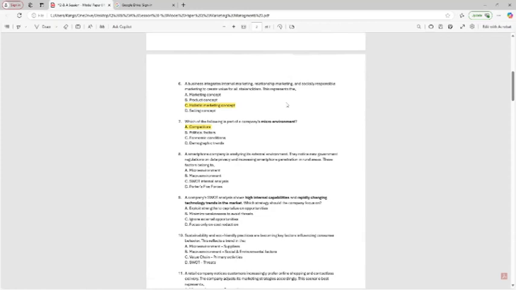Political factors, economic conditions and demographic trends are not microenvironment factors; those are macro environment factors. Okay, let's move to question number 8.